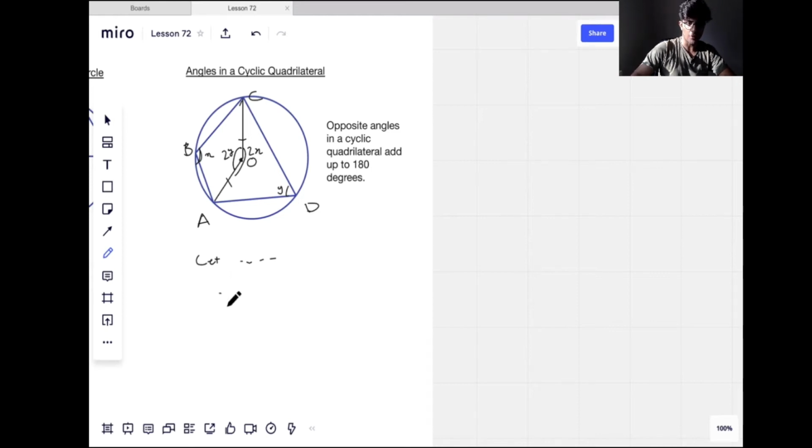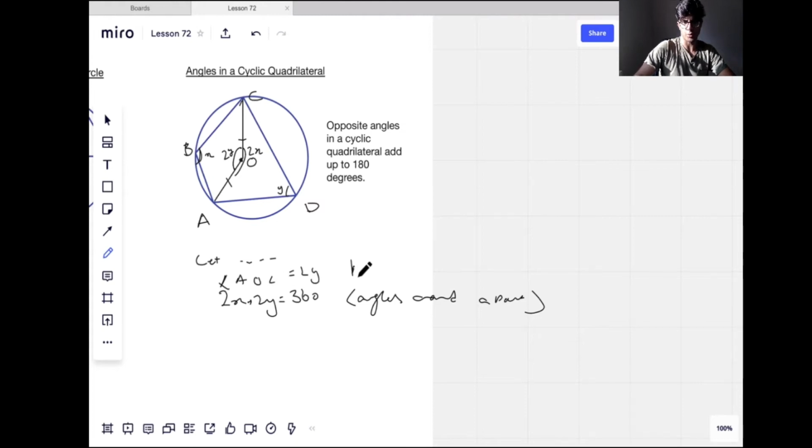So we can also have 2X plus 2Y is equal to 360, angles around a point. You should also have a line saying that angle AOC is equal to 2Y because of angle at the center is twice the circumference, and same with X. It's worthwhile having that. So now you have 2X plus 2Y equals 360, divided by 2, X plus Y is equal to 180. And there you go, proved.